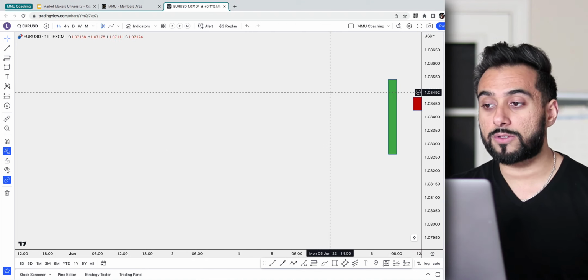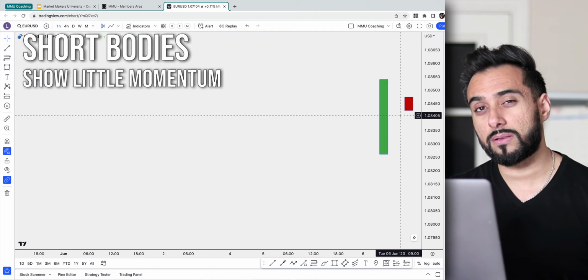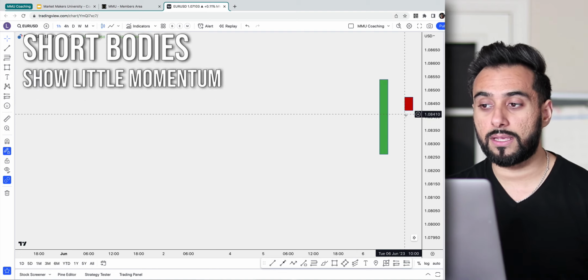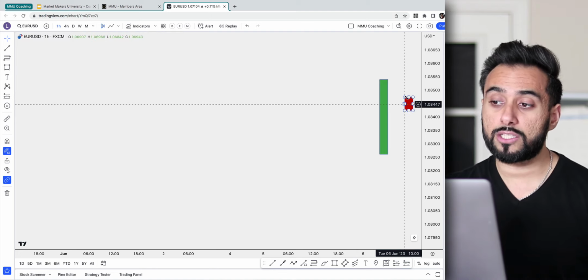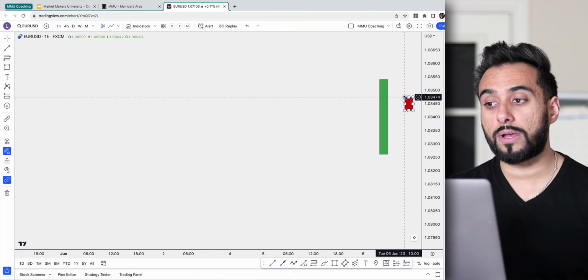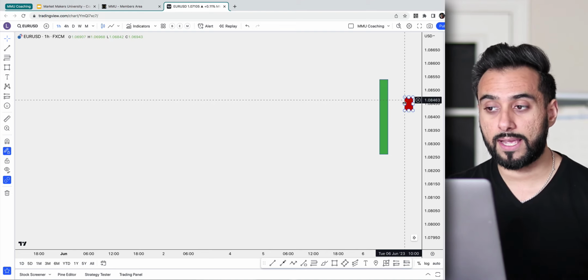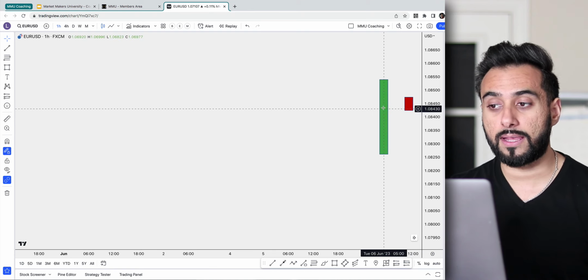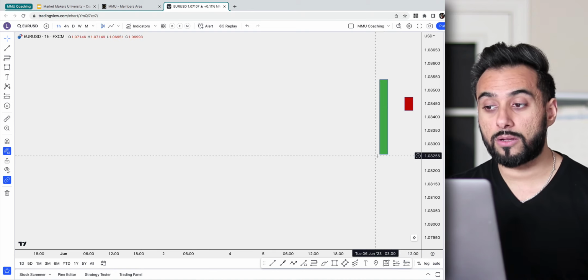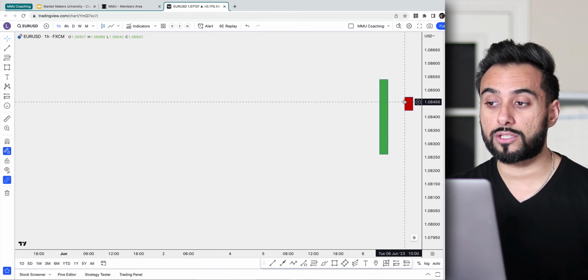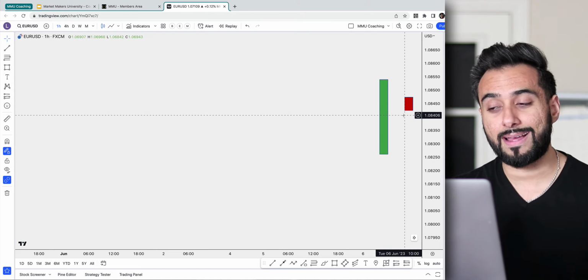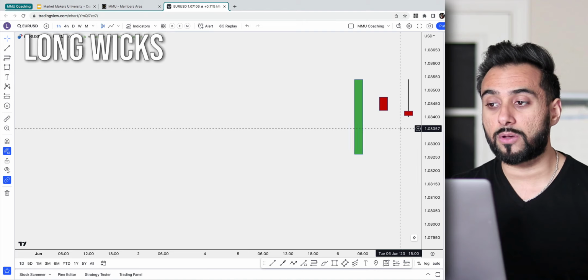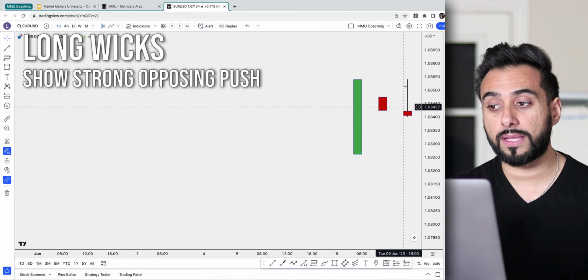Now, if you have candles that are not as tall, maybe a little bit smaller, and you don't see any wicks on these smaller candles, they still show a sign of bearishness. In this case, it's going down, but this is weaker than a candle such as this. A longer candle shows a stronger push. A smaller candle shows a push, but it's not as strong. And then if you have candles with a wick, these tell a completely different story.